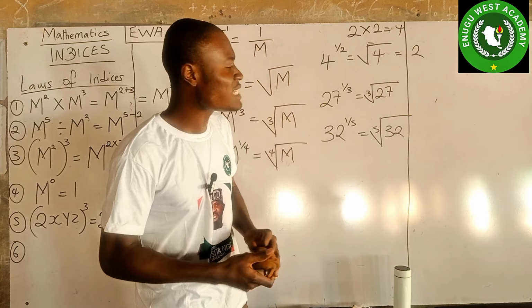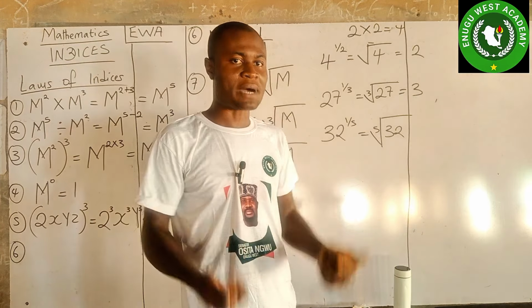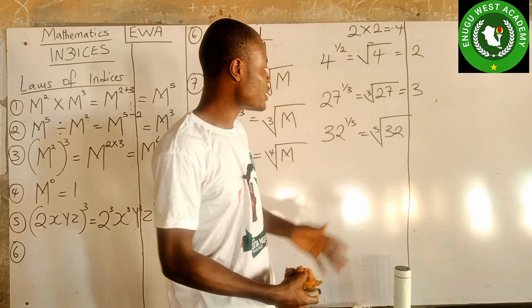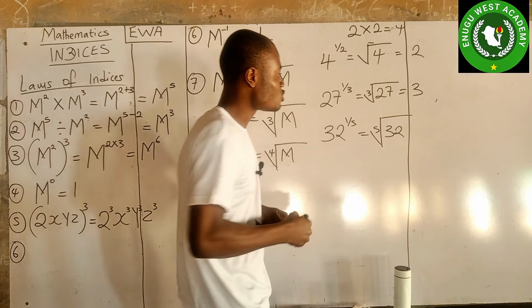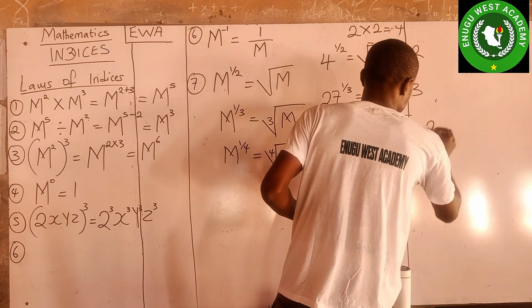Is what? 3. Now, we have 32 raised to power 1 over 5, which is the fifth root of 32. It means 5 numbers that, if you multiply them, give you 32. Let's start with 2. 2 times 2 is 4, times 2 is 8, times 2 is 16, times the last 2 is 32. So it is 2.